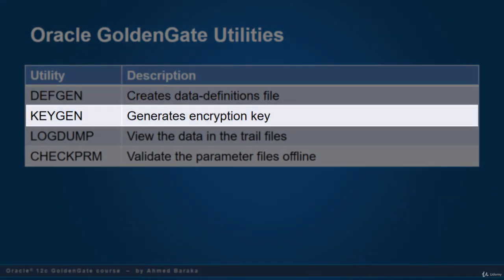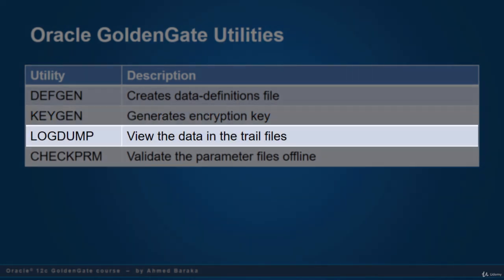Keygen is a utility to generate encryption keys. You use it when you want to generate a complicated key to be used when you implement GoldenGate encryption. Logdump is a powerful utility used to look into the trail files. You can practically get anything saved in the trail files. This utility is quite handy in troubleshooting scenarios.